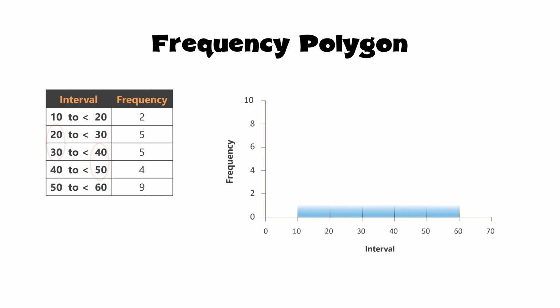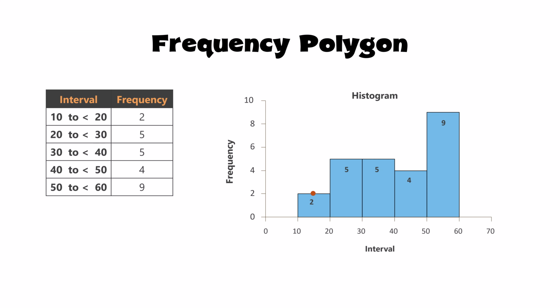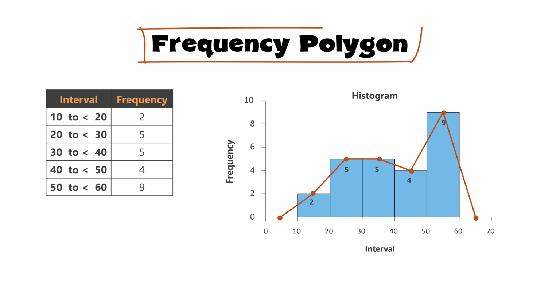If we already have a histogram, we can simply mark the midpoint at the top of each bar. Then we add one extra point on the horizontal axis before the first class and another after the last class, both with a frequency of 0. By connecting all these points with straight lines, we form a frequency polygon.